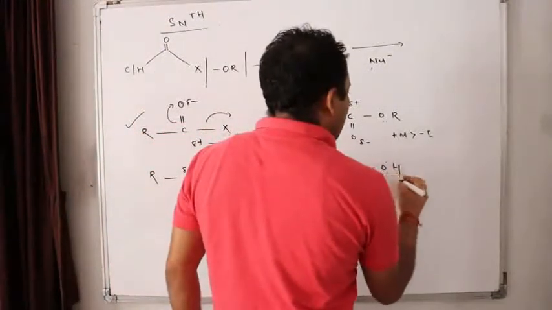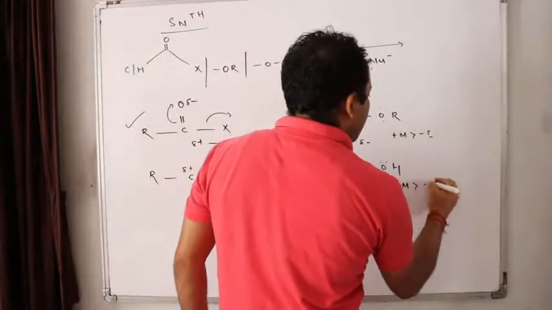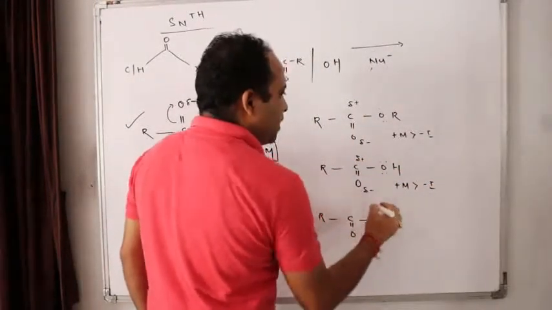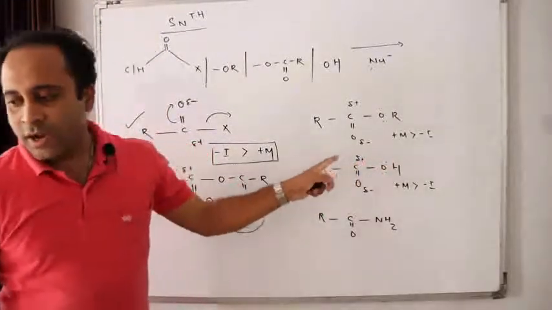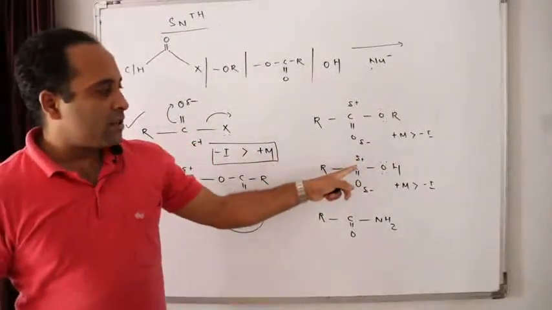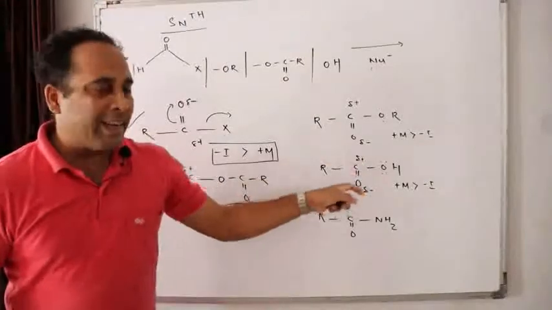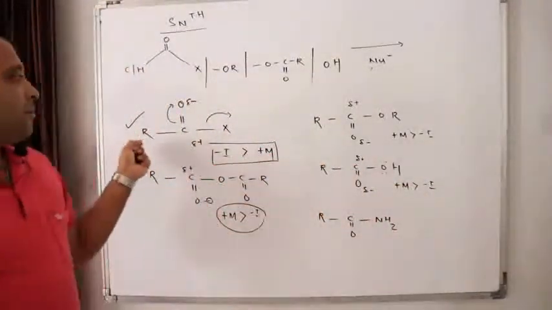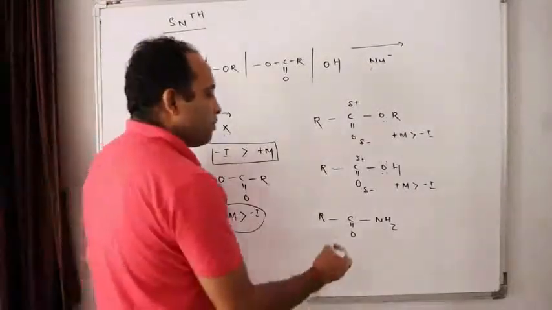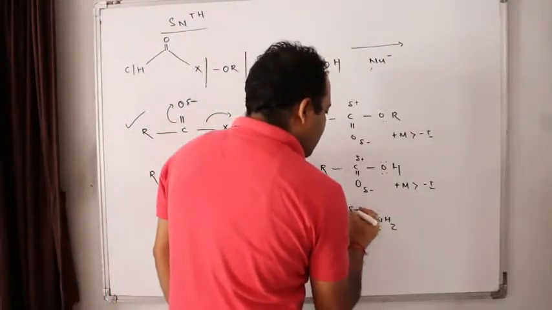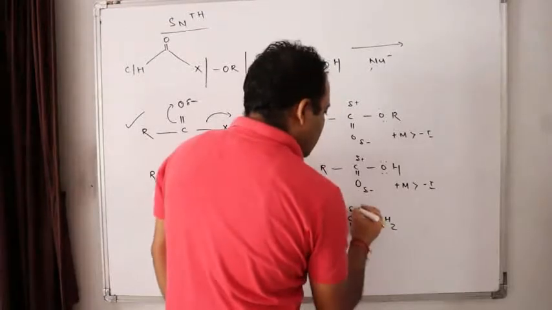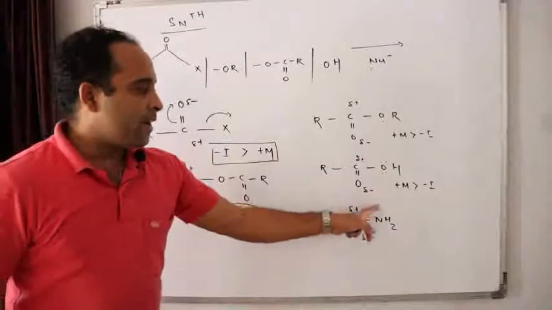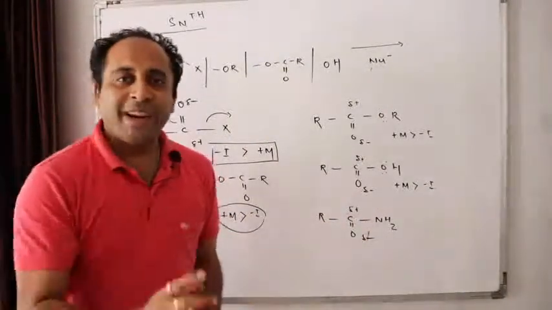Now let us come to this position. Here again plus M dominates minus I. Again this is partially positive, this is partially negative. Here this donates, and when this donates, the positive charge magnitude decreased. So what will happen? Again out of this 1, 2, 3, 4, this will be having more reactivity. Now come to this N. This is negative, so this is positive and this is negative. What will happen in this case? Again donation. So who is more reactive?